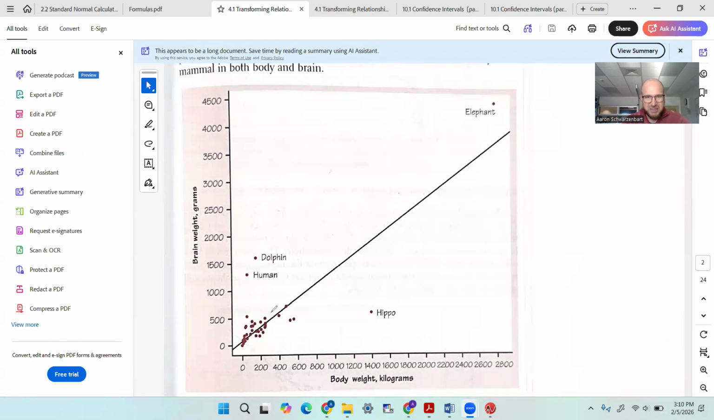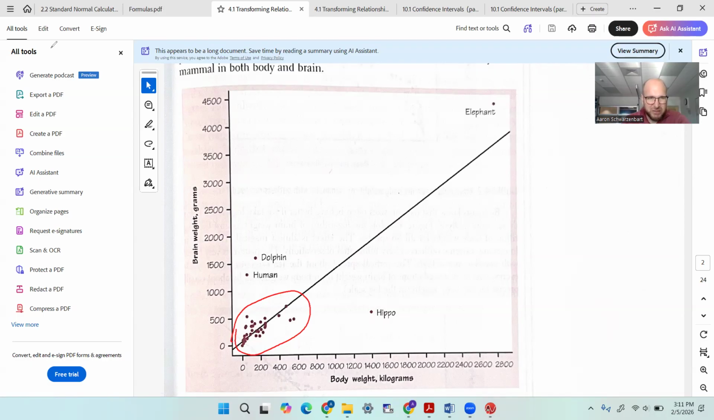Okay, so looking at this data, we've got this big cluster in the lower portion down here. It's hard to tell what, if any, patterns are there. And then we have these four outliers slash influential observations. This is body weight on the x-axis versus brain weight. Humans and dolphins have large brains for their body weight. Hippos have small ones, it looks like. Elephants just have big of both.